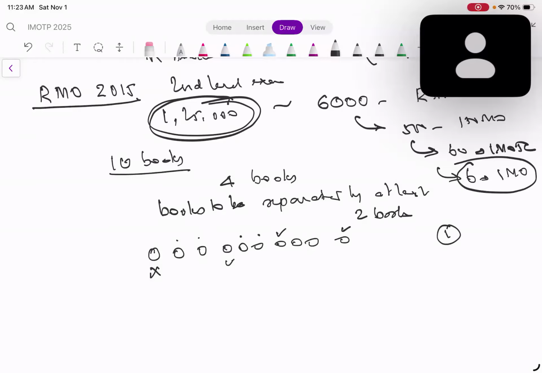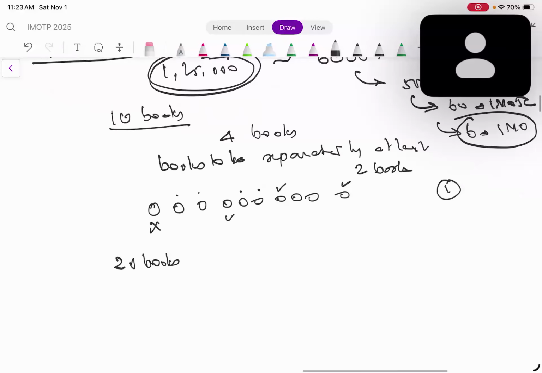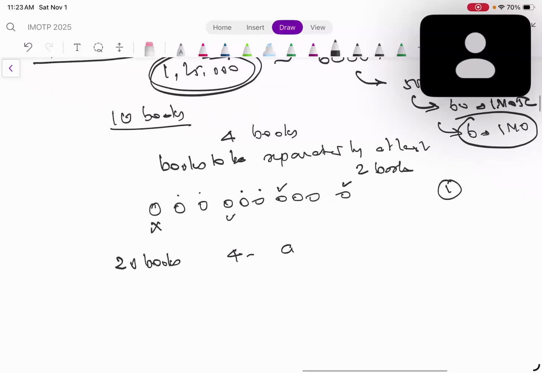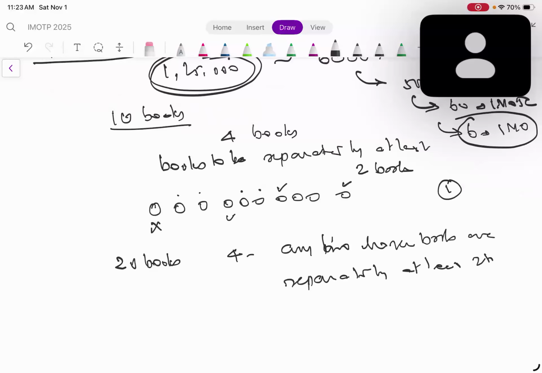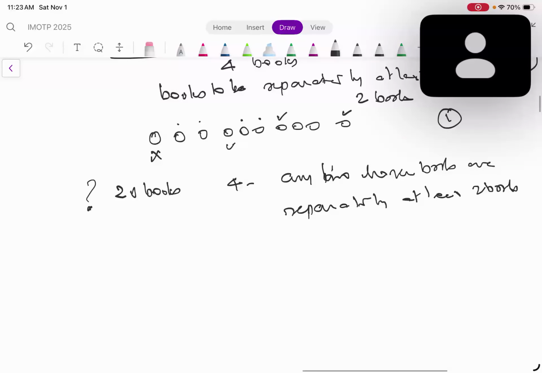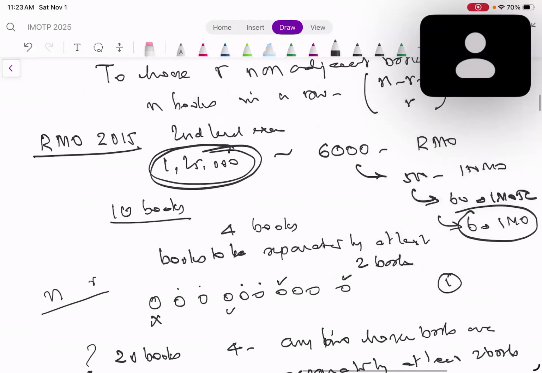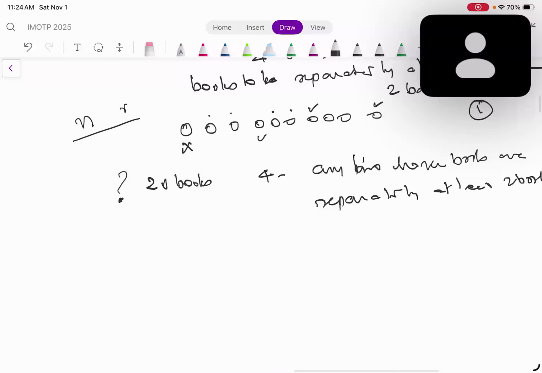Obviously. Now, instead of these 10 books, I have 20 books. I want to choose 4, such that any two chosen books are separated by at least 2 books. So how many ways can I do that? I have 20 books now. Of course, you know what's the next question? I have N books and I have to choose R. Will a method like the one I used for no two adjacent work? No, it won't work, because in some of them there'll be a gap of 1 book only.